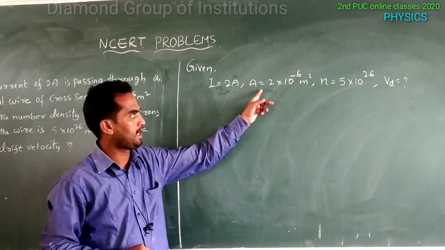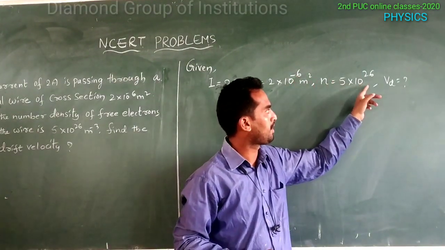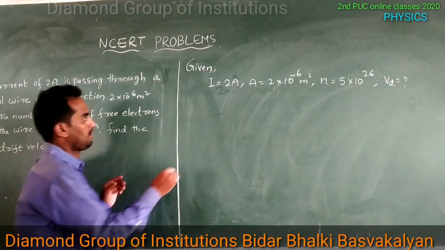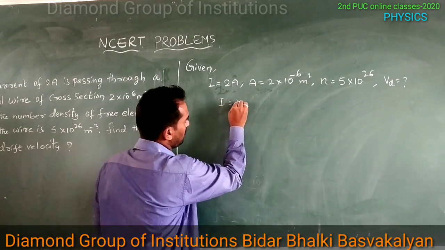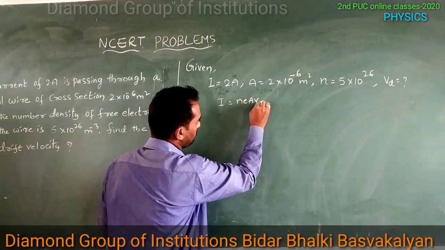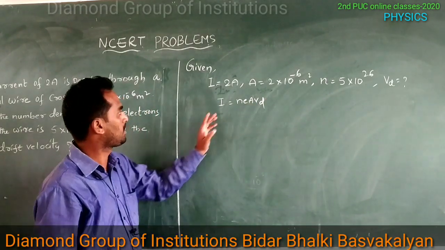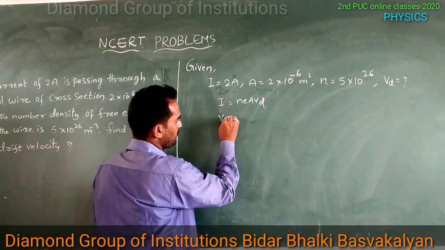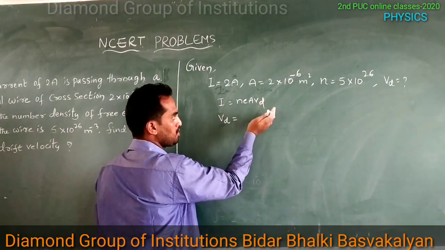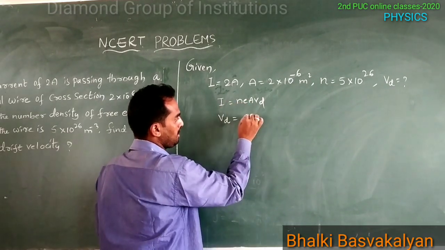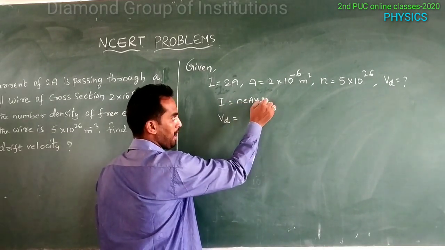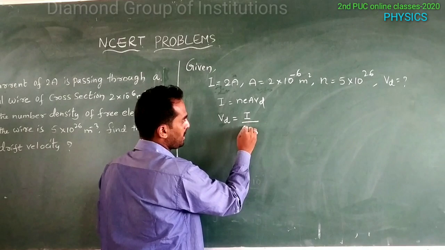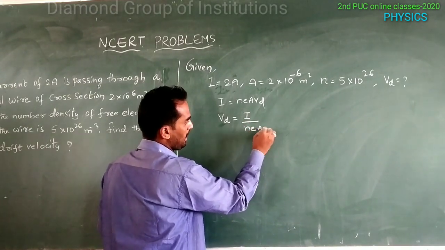I value 2 ampere, A value 2 into 10 power minus 6, n value 5 into 10 power 26, and drift velocity equal to question mark. Next, I equal to nAeVd, the relation between current and drift velocity. So we want drift velocity, that means Vd. Here nAe multiplied, if it goes to the other side, it becomes divide. So Vd keep as it is here. Take the other terms to the right side. So it becomes I divided by nAe.